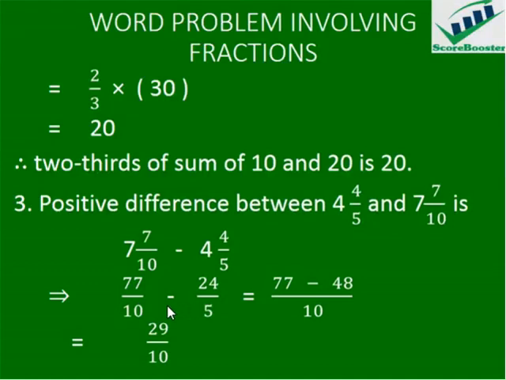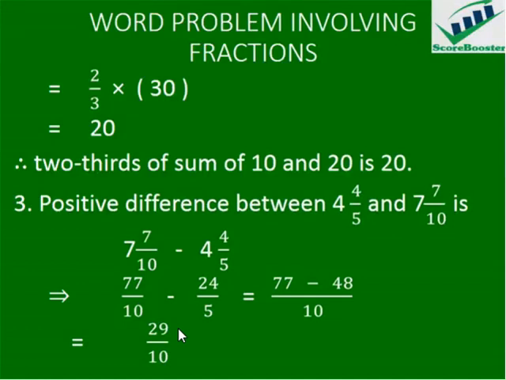So now the first thing you do, 10 divided by 10 is what? 1. 1 multiplied by the numerator of 10, 1 multiplied by 77 will give 77, minus, so it's not going to be separate again, it's going to be a single fraction. 10 divided by 5 is what? 2. 2 multiplied by the numerator of 5 will give 48. So we have a single fraction now, 77 minus 48 divided by 10, and 77 minus 48 will give what? 29 over 10. Therefore the positive difference between 4 whole number 4 over 5 and 7 whole number 7 over 10 is 29 over 10.